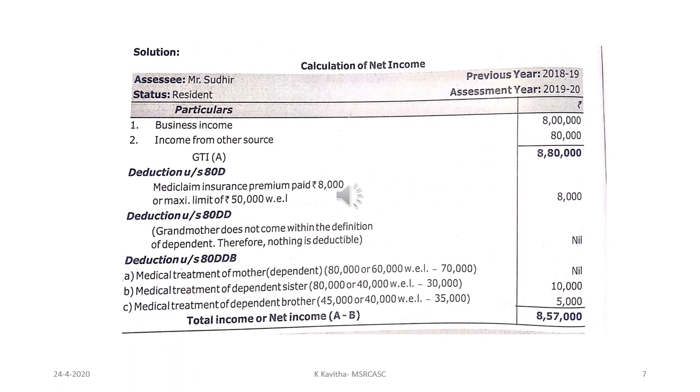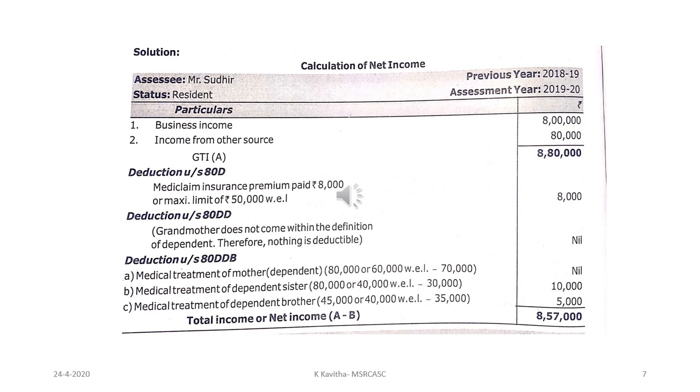Then the last one, expenditure on medical treatment of his brother who is suffering from a special disease. He is treated in a recognized hospital. So 45,000 has been spent, and as per income tax rules you are eligible to claim 40,000, and 35,000 is what you have received from the insurance company. So the difference is only 5,000 that you can claim for deductions.